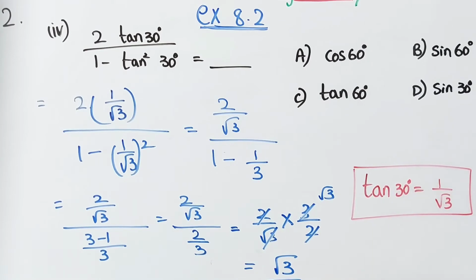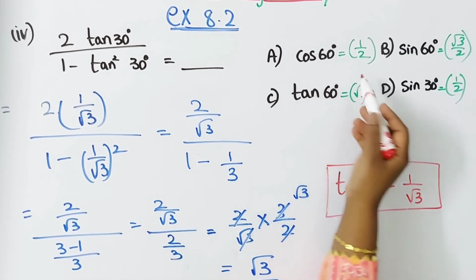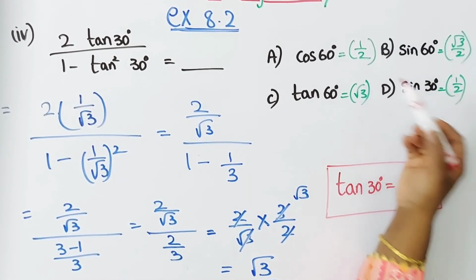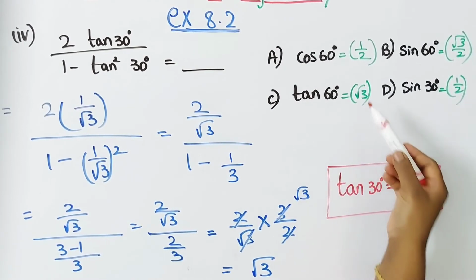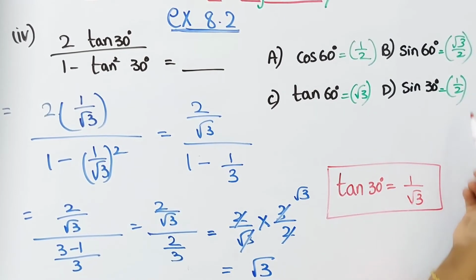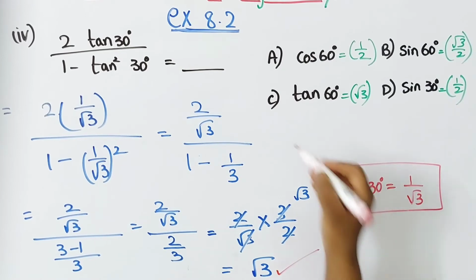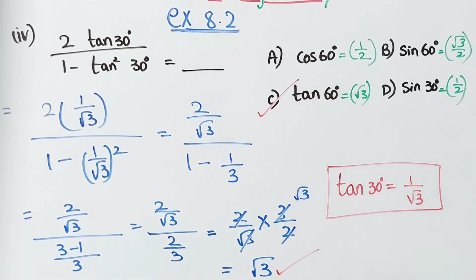Now we'll check the options. See the first option, children. Cos 60 equal to 1 by 2. Sin 60 equal to root 3 by 2. Tan 60 equal to root 3. Sin 30 is 1 by 2. Our answer is root 3. That means option C is correct.